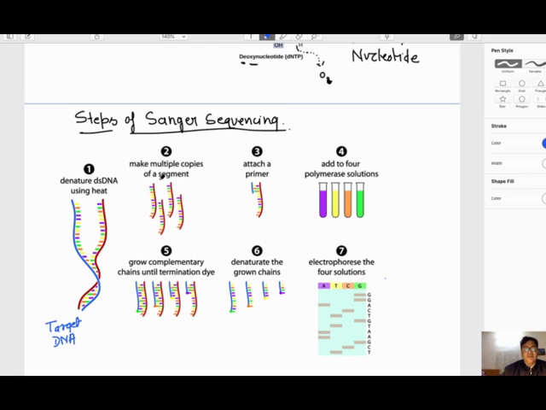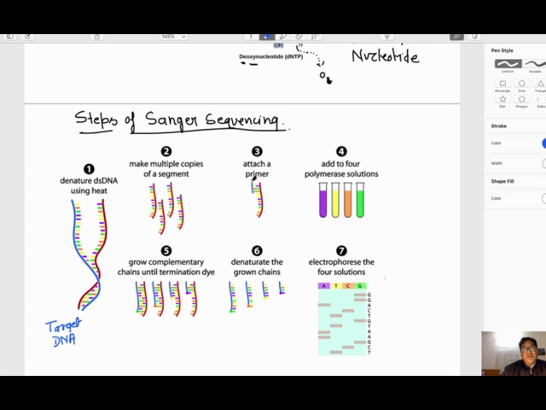Then in the second step, we have to take a small segment which needs to be sequenced. If we are supposed to sequence this one segment, then we have to take the one segment from here, and we have to make multiple copies of this segment. So if we have taken the red one, then 1, 2, 3, 4, many copies of this. We can do it by PCR also. So multiple copies of the target single stranded segment we have taken.